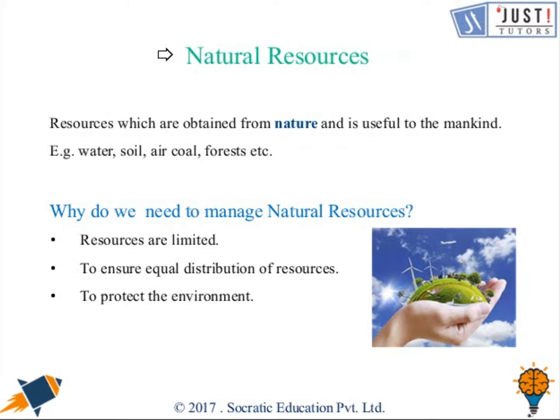The very first is natural resources. The question is, what are these natural resources? Natural resources are resources which are obtained from nature and are useful to mankind, such as water, soil, air, coal, forests, etc. Natural resources are materials or substances occurring in nature which can be exploited for economic gain.